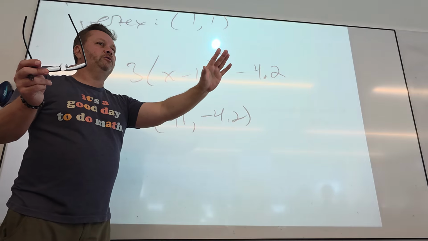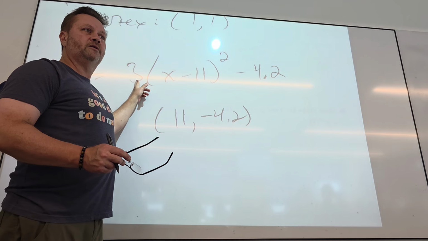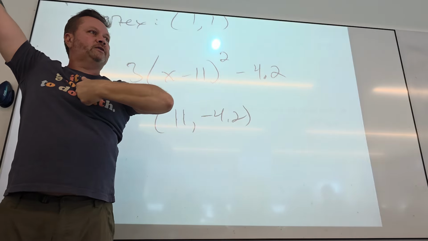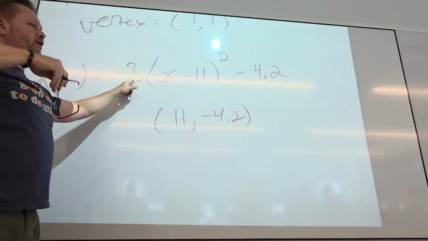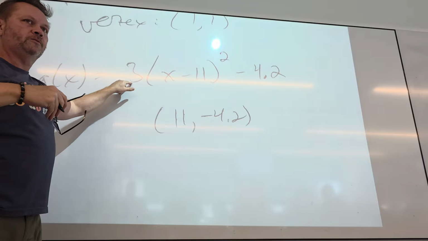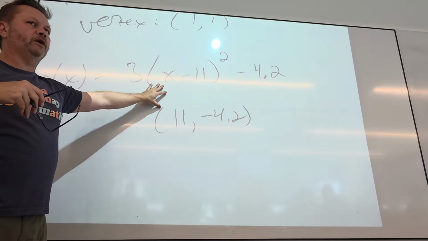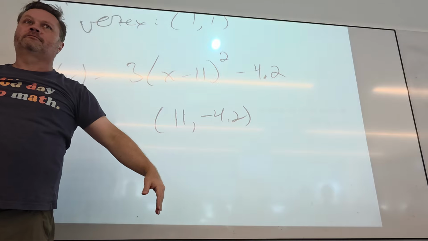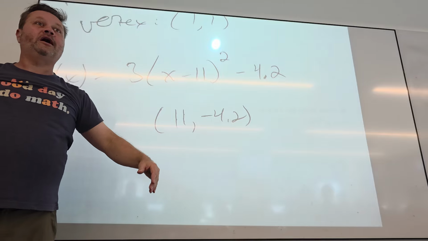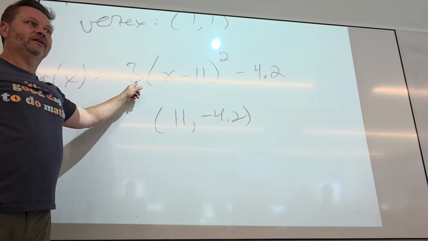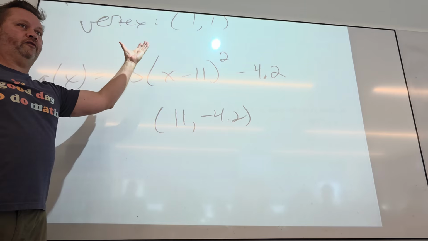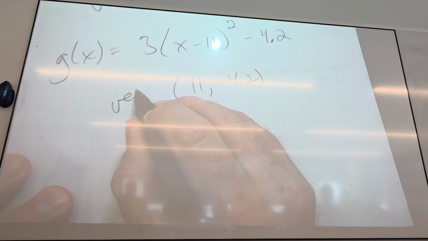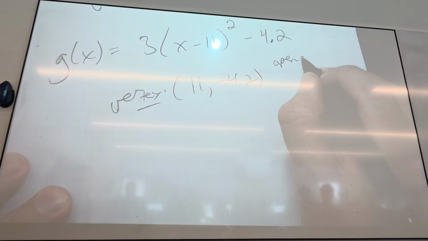I'm really happy. Is everybody cool with the fact that that 3 doesn't do anything to the vertex? It doesn't change where the vertex is, it just changes how quickly it's going up. The vertex would stay in the same place, yes? So any number out here, the only thing it could do, does this parabola open up or down? Up, because it's positive. If I put a negative here, then it would flip over the x-axis, yes? So here, this is the vertex, opens up.